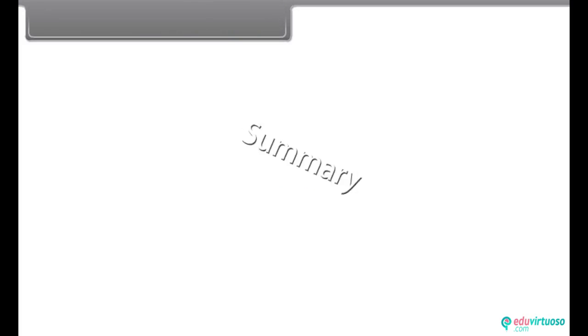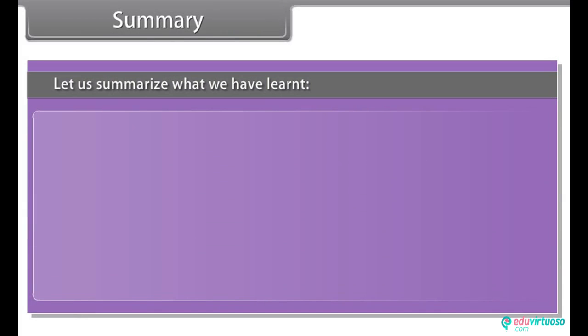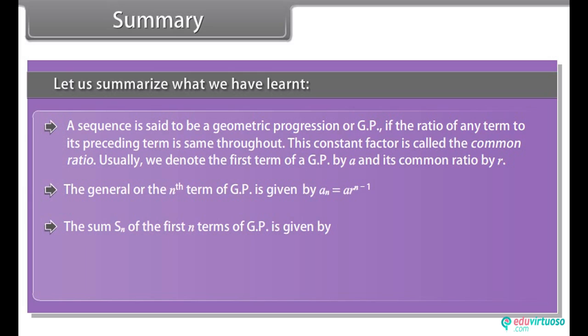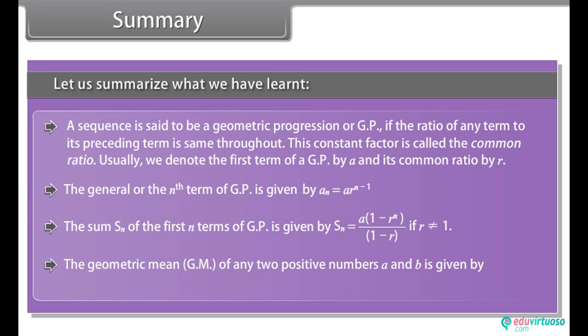Summary. Let us summarize what we have learnt. A sequence is said to be a geometric progression or GP if the ratio of any term to its preceding term is the same throughout. This constant factor is called the common ratio. Usually we denote the first term of a GP by A and its common ratio by R. The general or nth term of GP is given by the sum Sn of the first n terms of GP is given by the geometric mean of any two positive numbers A and B is given by, that is, the sequence A, G, B is GP.